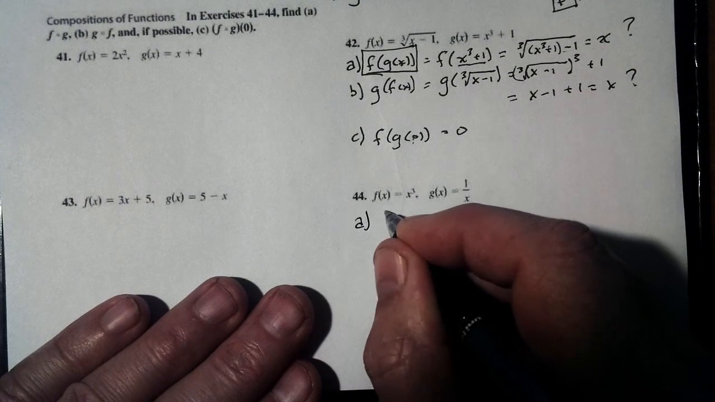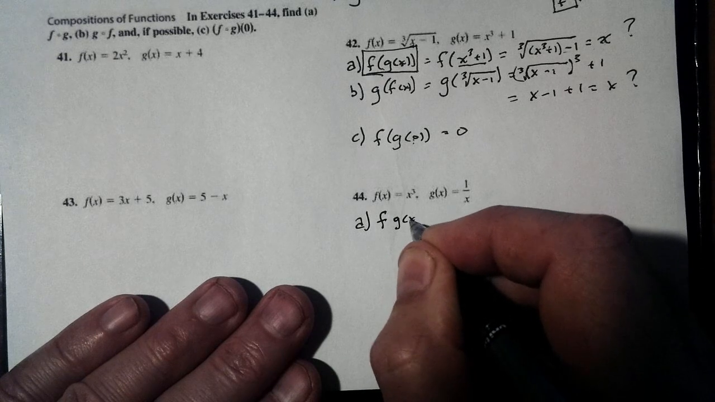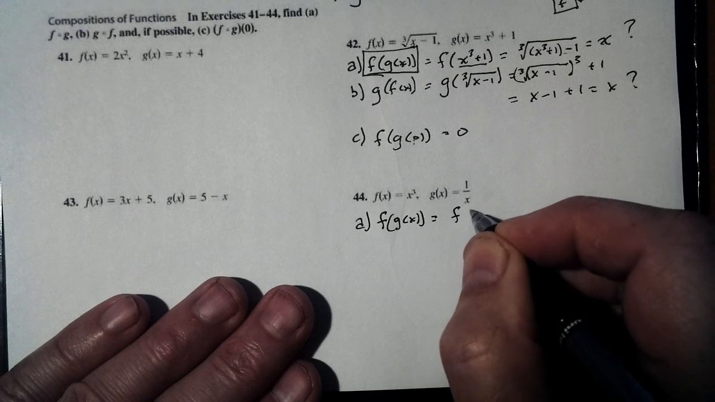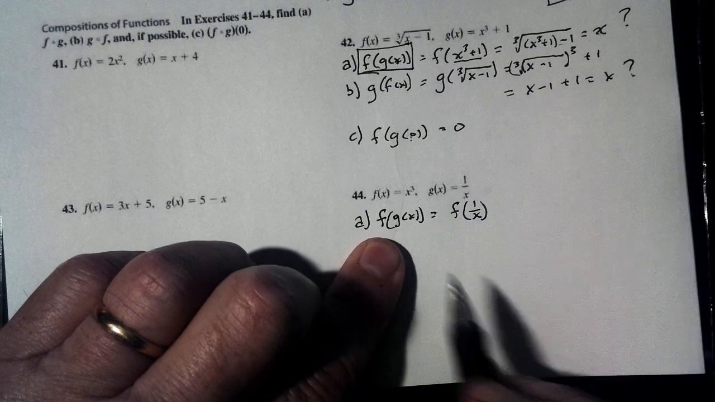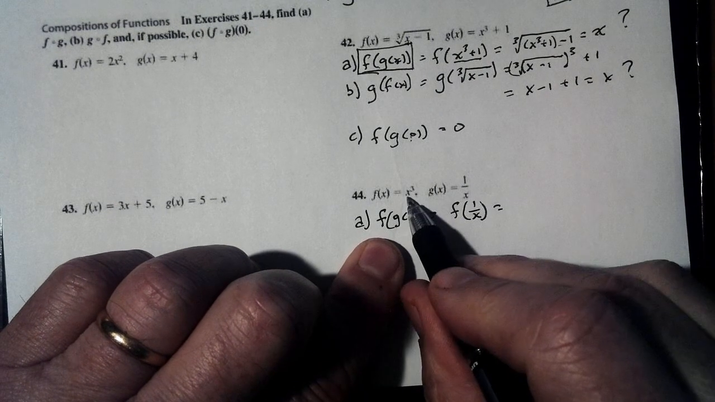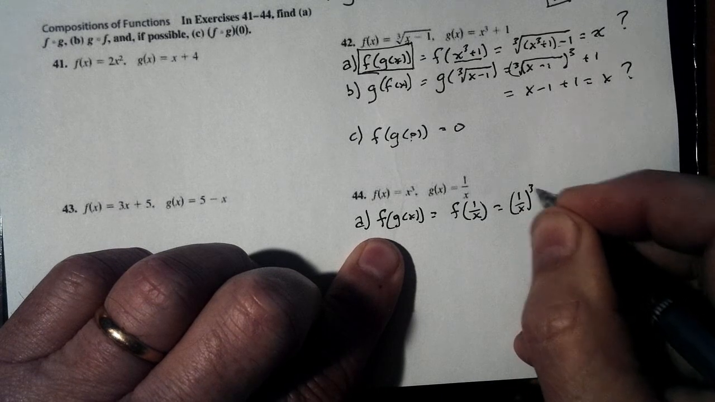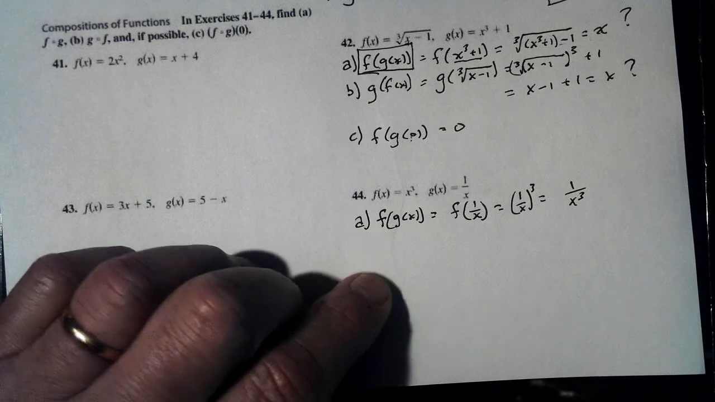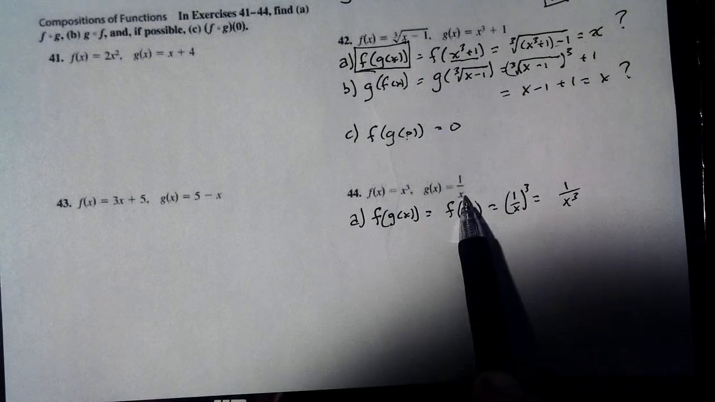44a. First, I want to find f of g of x, and f of g of x is f of 1 on x, and f is a factory that takes things and cubes them, so I get 1 on x cubed. And that's it. And I notice x can't be 0, but x couldn't be 0 in g anyway.